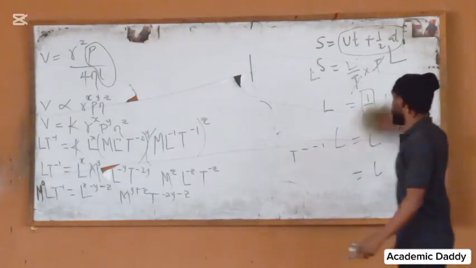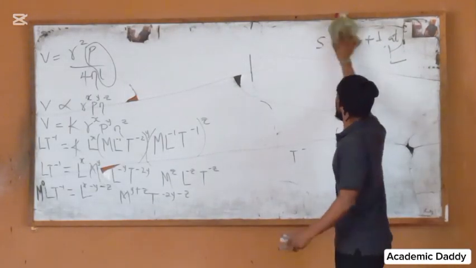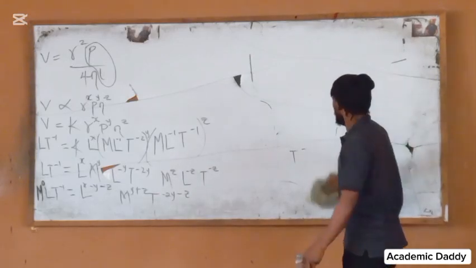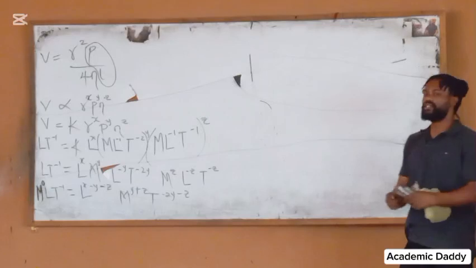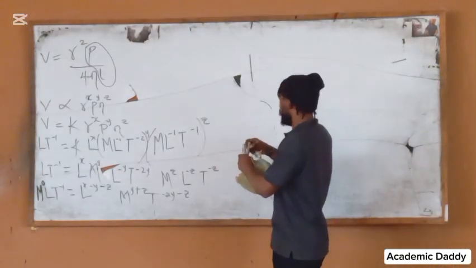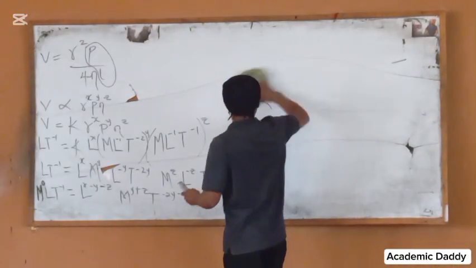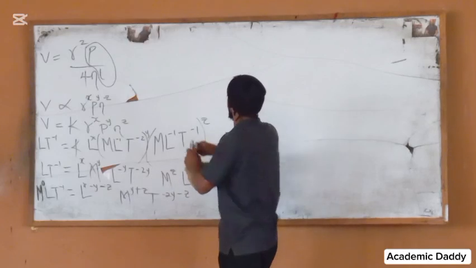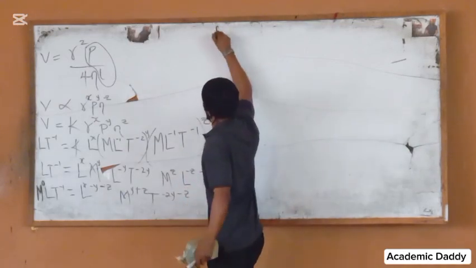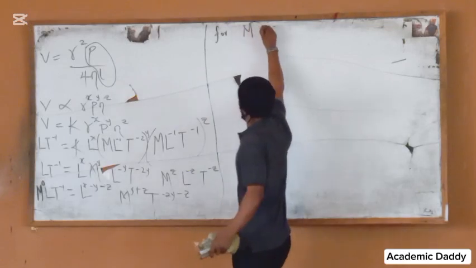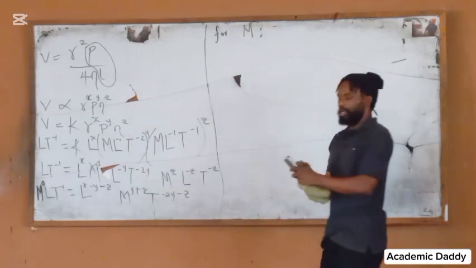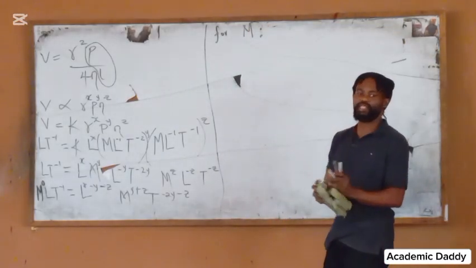Once I've done this, I can now go to the next rule, which is equating the bases. So equating the bases, I will now say, for M, on the left hand side, what am I seeing as the power of M?